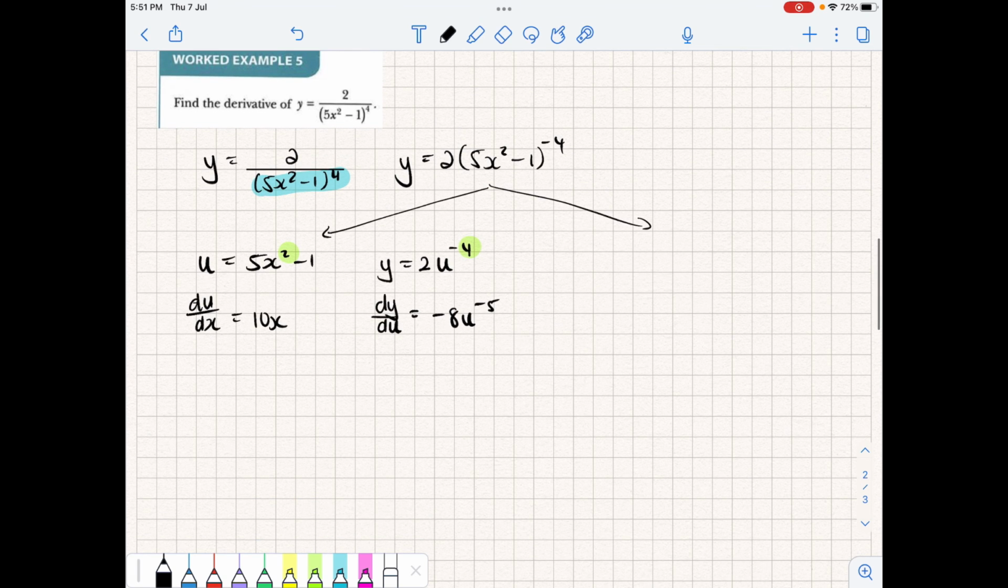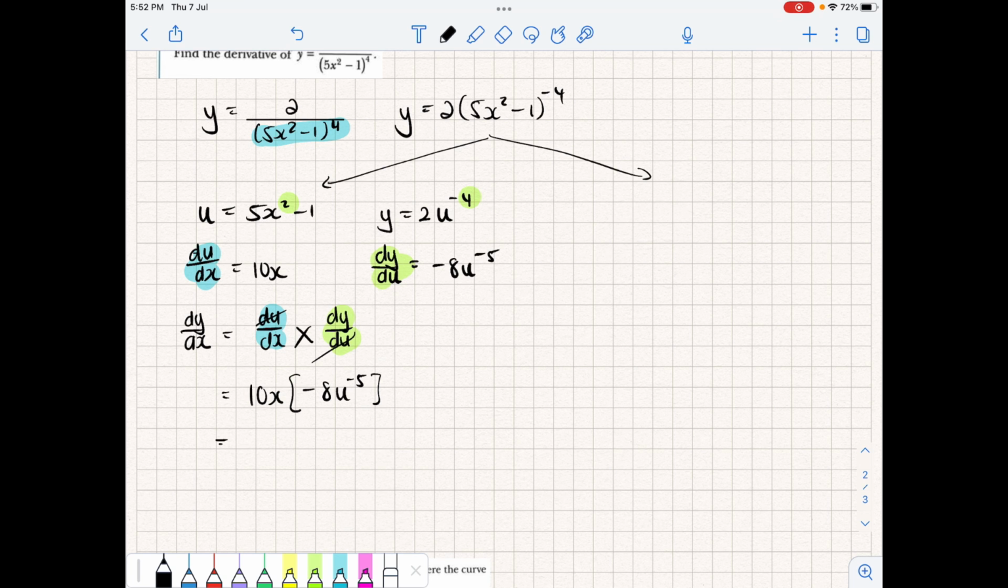Then we're going to chain them together. We want dy on dx. Okay, so when we want dy on dx, we need to take this du on dx, and we need to multiply it by dy on du, so that the du's can cancel out. So we have an expression for du on dx, and we have an expression for dy on dx. So we'll have 10x, and we're going to multiply that by minus 8u to the power of minus 5.